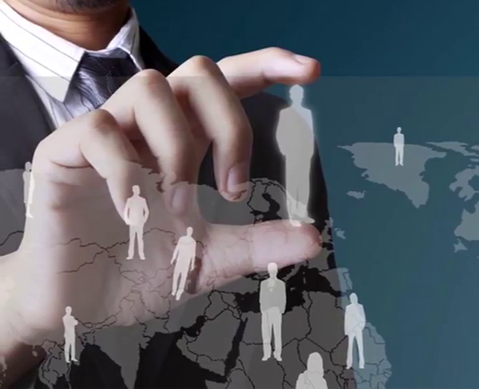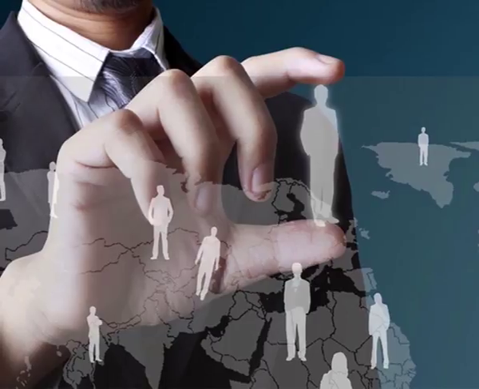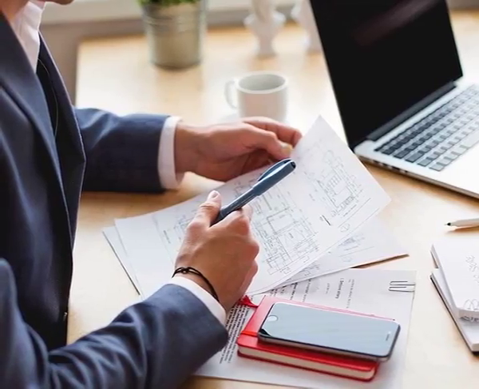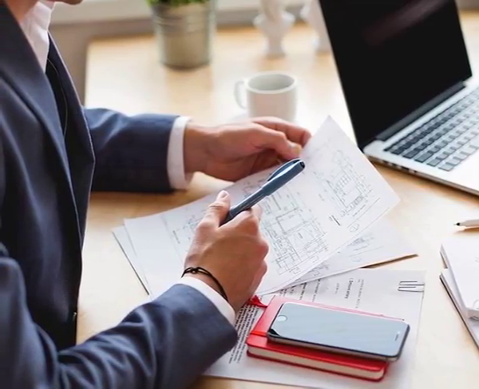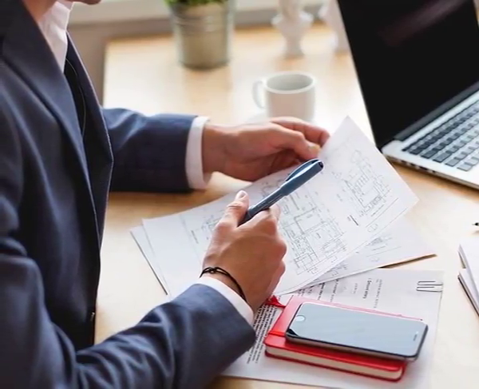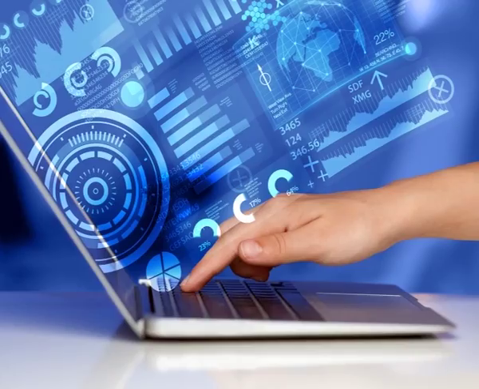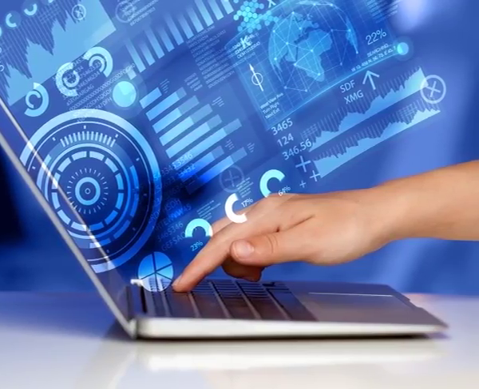Employees have a capacity to grow and develop if suitable opportunities are offered. They give positive response to monetary and non-monetary incentives, training, opportunities, favorable work environment, and motivation. According to Pigors and Myers, good management means getting effective results with people. This suggests the importance of human resources.